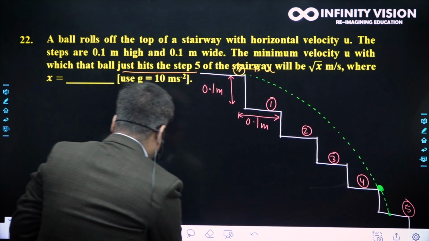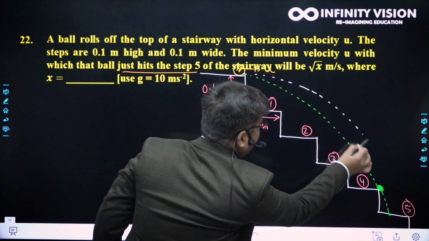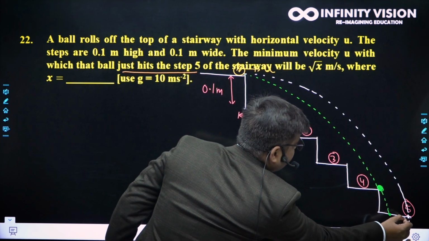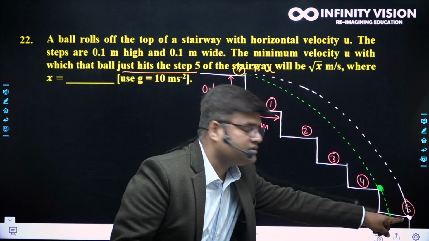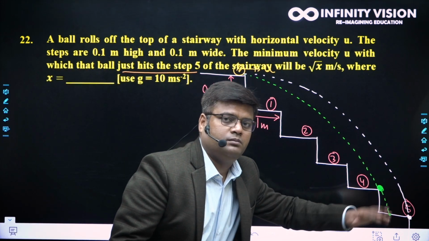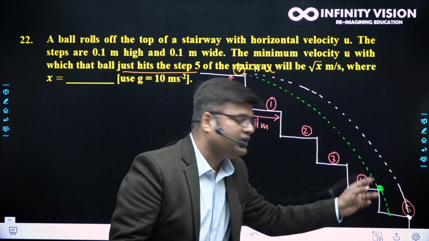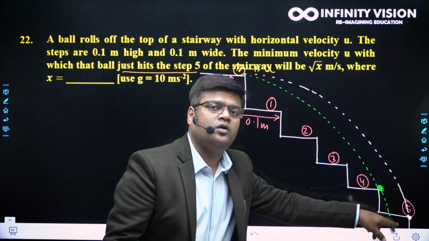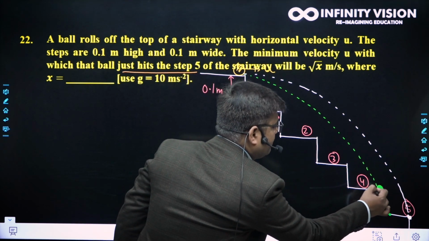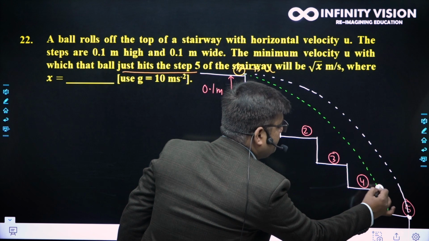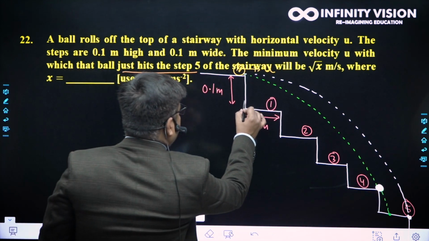ठीक है ना? A wrong solution could be that you project the ball to land on this point. Just see the white trajectory. This particular solution will be wrong because you would be getting more velocity. We have to find the minimum, least velocity which can land the ball successfully on step number 5. This is possible if we are able to make our ball clear this point. Now, you can just apply the kinematic equation.